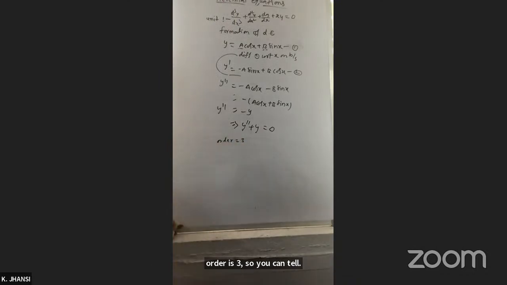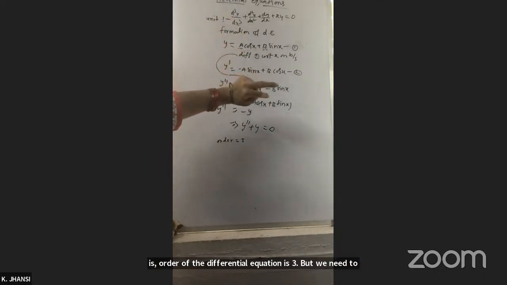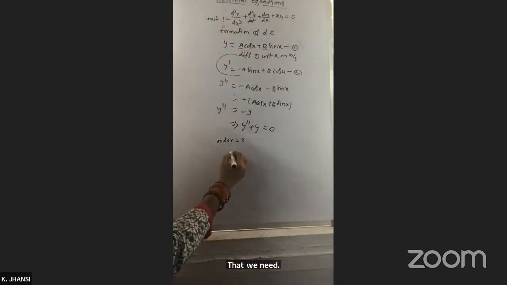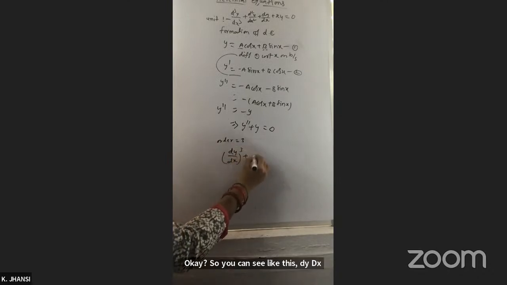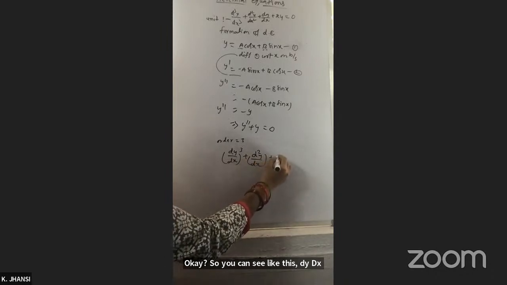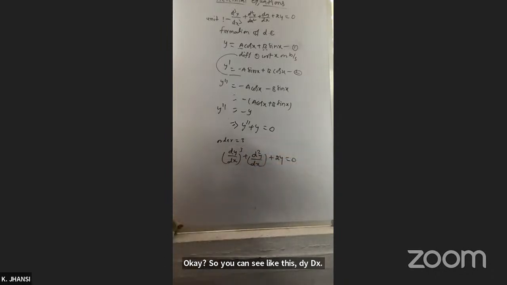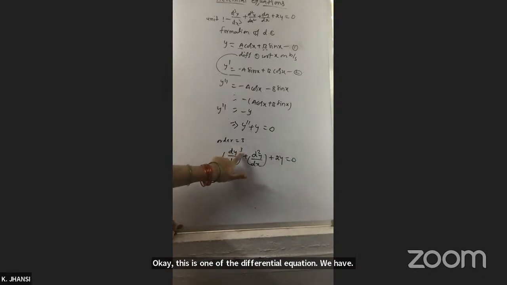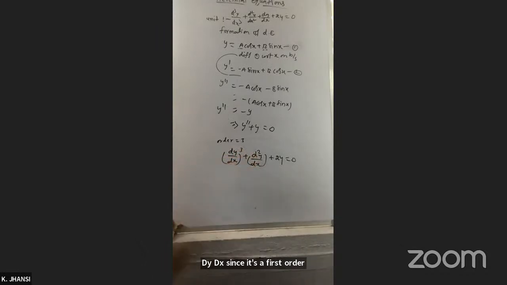Okay, but we need the degree of the differential equation. If you see this, dy by dx, this is one of the differential equations. We have dy by dx, this is the first order. For that you have the whole cube, d square y by dx square plus 2y equals 0.